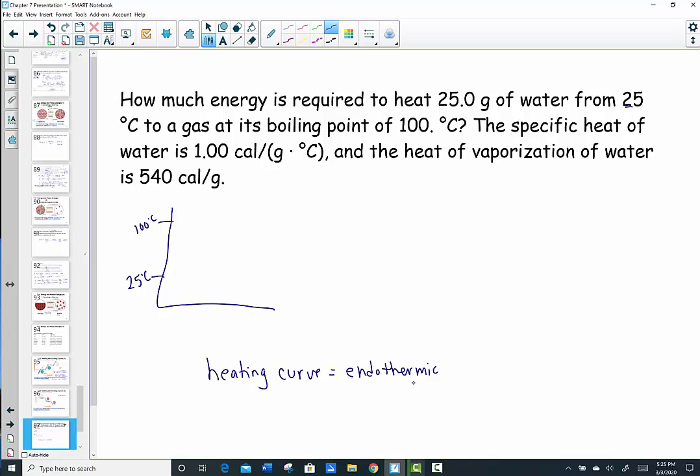I'm starting at 25 degrees and I'm climbing up to 100 degrees Celsius. And when I do so, going from 25 to 100, all of that energy is being used to change the temperature. That's an mc delta T line segment. I'll call that line segment AB. The energy being put into that system is causing the water to warm up.